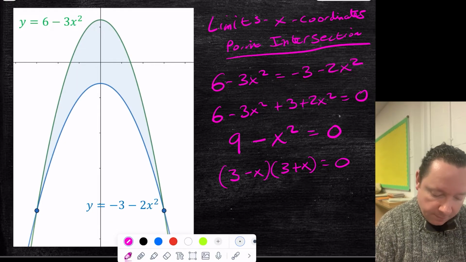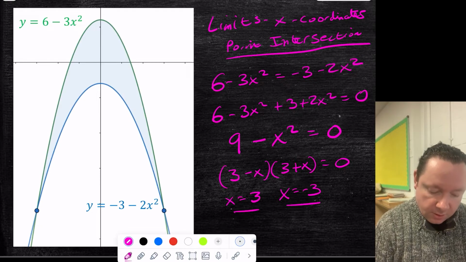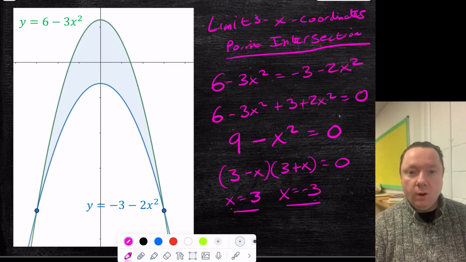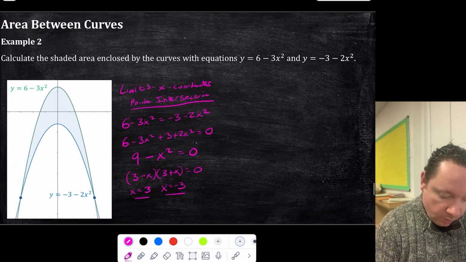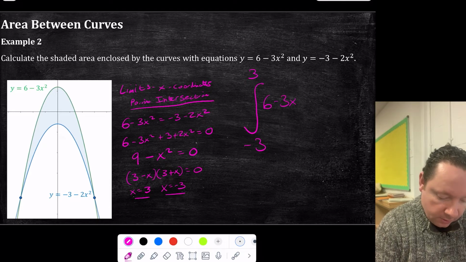So that means that for this bracket, 3 plus x equals 0, so x must be minus 3, and x must be 3 for this one, because 3 minus 3 is 0. Now we can go ahead and start to look at integration. So we're going to do the integral between minus 3 and 3 of our upper curve, which is 6 minus 3x squared, take away our lower curve, which is minus 3 minus 2x squared, dx.